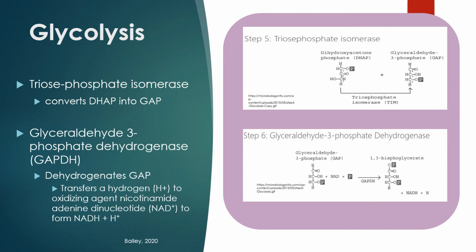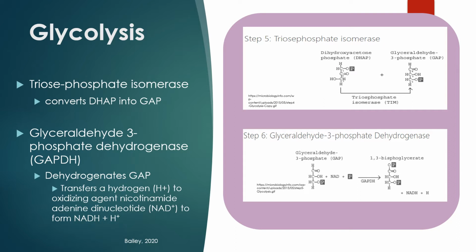Step 5 is going to convert DHAP into GAP. And these isomers can go back and forth and interconvert. And then GAP is going to be used for the next step of glycolysis. So in step 6, we have the GAP being dehydrogenated. First, there's going to be the dehydrogenating of GAP by transferring one of its hydrogens to the oxidizing agent NAD to form NADH plus H plus.